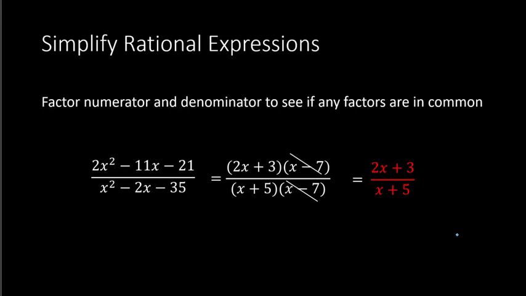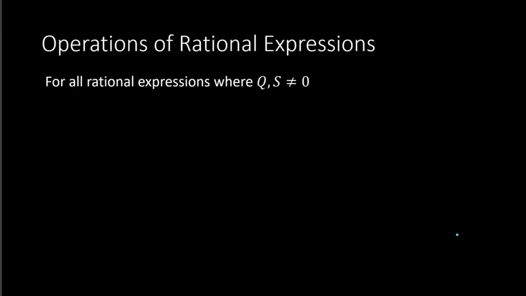So that is how you simplify. And then from here, we're going to work with different operations with rational expressions. So that would be addition, subtraction, multiplication, and division. So for addition, if we have two fractions, remember that what we do is we need a common denominator, and once you have that, then you can add the numerators together.